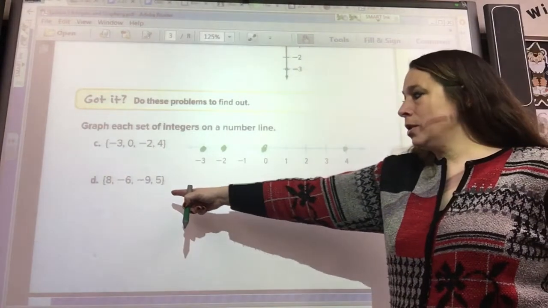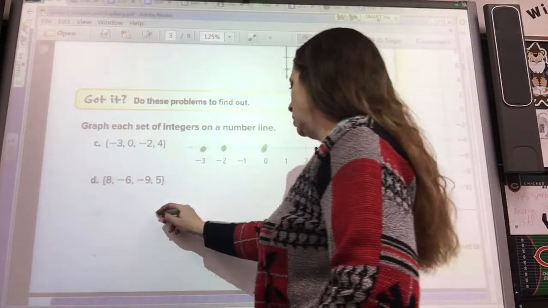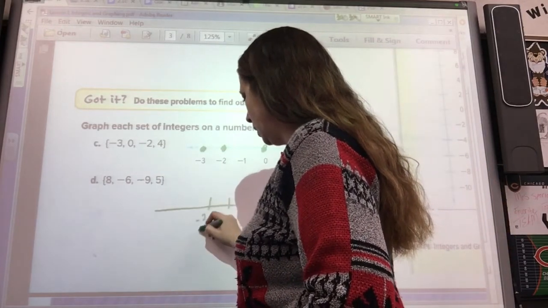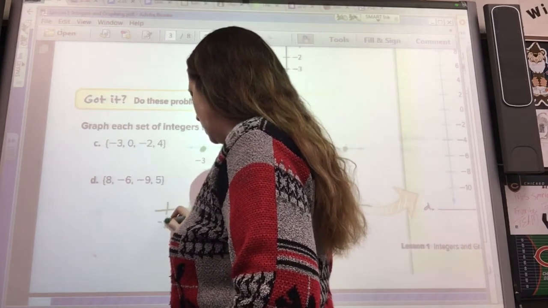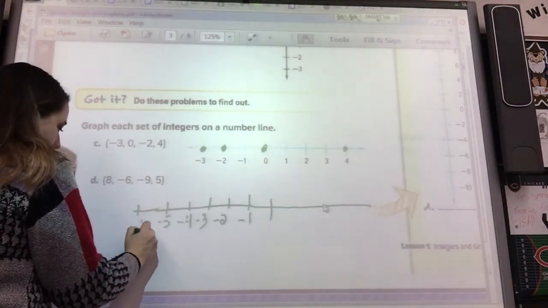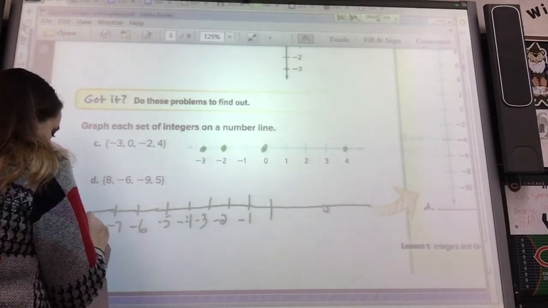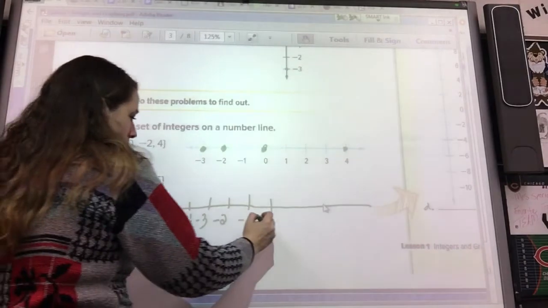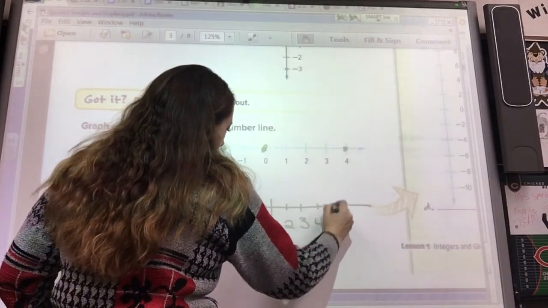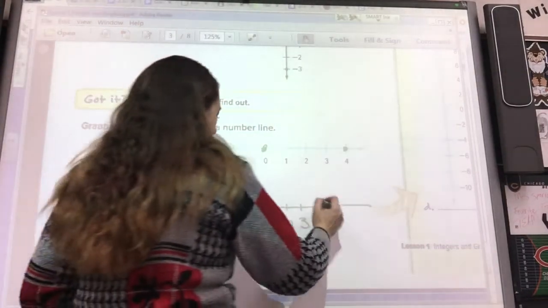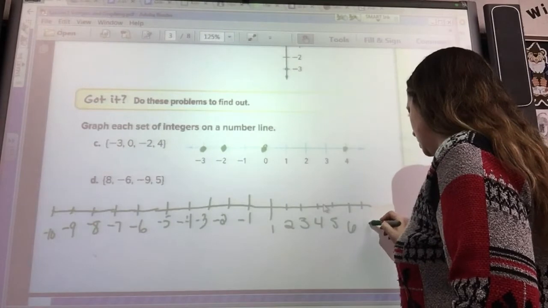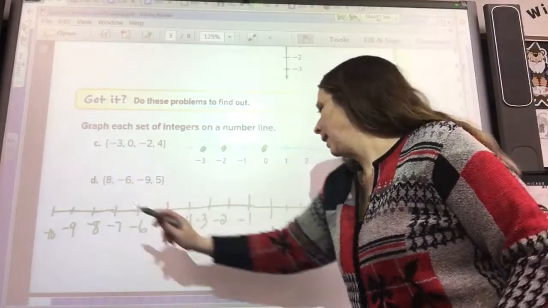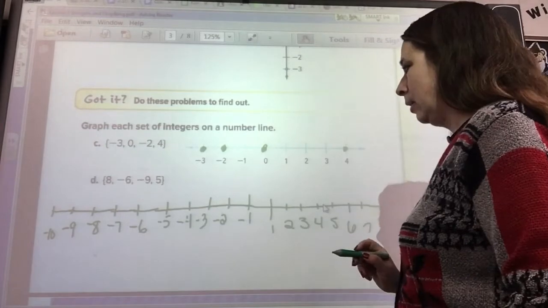All right, it's asking us to do this one, but it doesn't give us the number line, so we have to make one. Let's see, negative 1, negative 2, negative 3, negative 4, negative 5, 6, 7, 8, 9, just for good measure. All right, we got positive 8 all the way over to positive 8. Put it up. Negative 6.